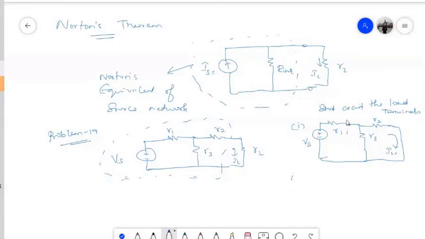first of all, how do we find this I? This I will be nothing but the voltage Vs divided by the equivalent resistance. The equivalent resistance is R1 plus R2 parallel R3. So R2 and R3 are in parallel, and if you add that to R1, we get the resistance of the remaining circuit except the voltage source. So I equals Vs divided by R1 plus R2 parallel R3, that is Vs divided by R1 plus R2 R3 divided by R2 plus R3.